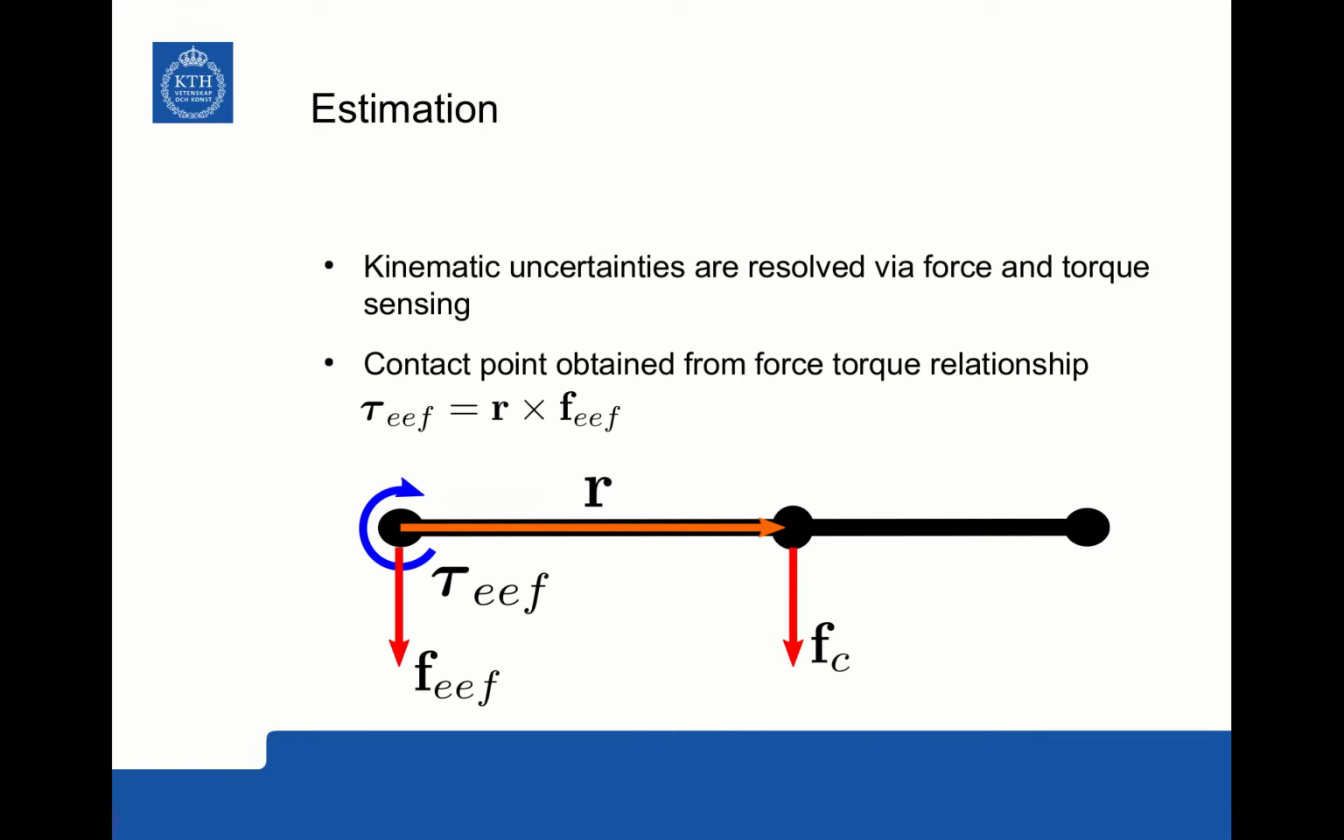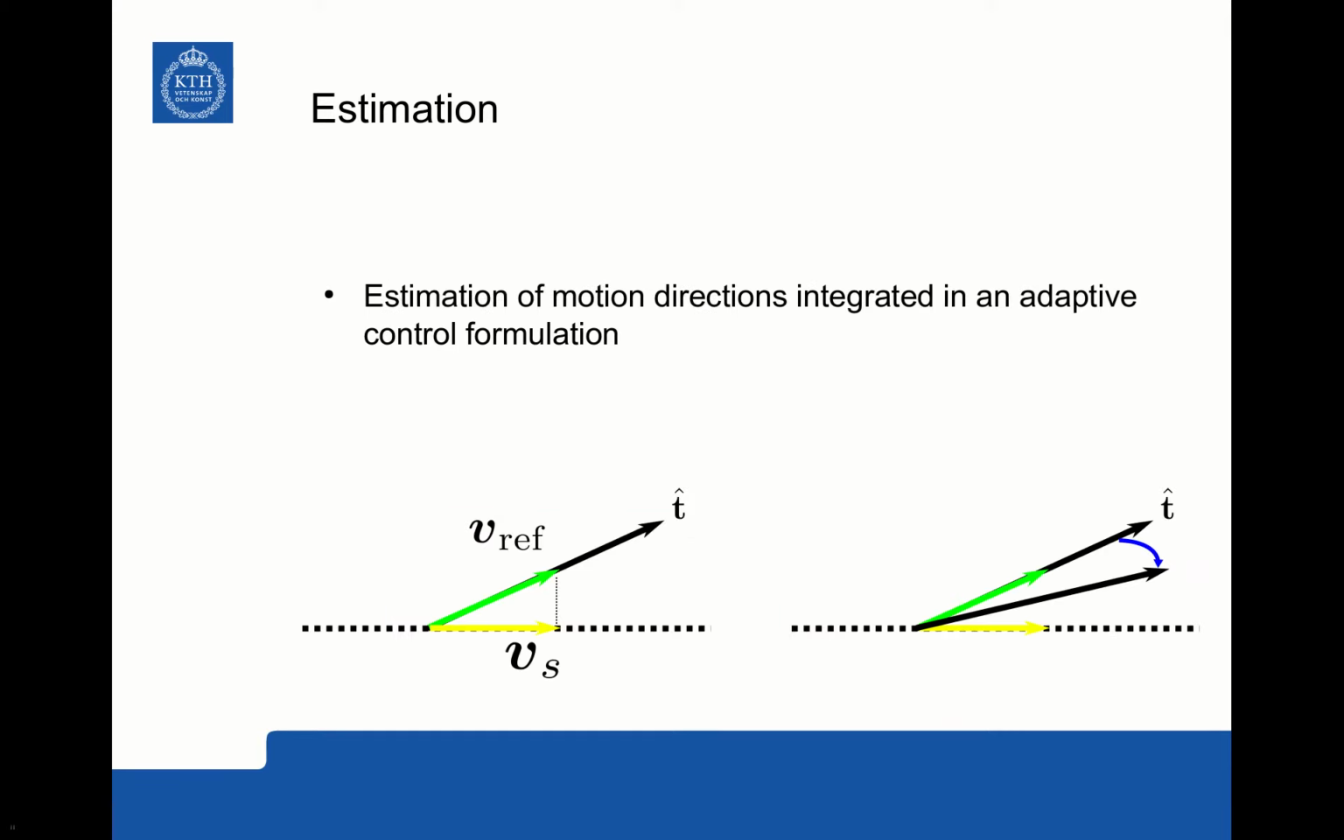To identify the geometric uncertainties, we rely on force and torque sensing. The contact location between the mechanism parts is assumed to be the location of the joint. We rely on the relationship between torque and force at the end effector to identify this location, using a common filter estimator. The degrees of freedom of the mechanism are estimated with an adaptive algorithm integrated with the control law, which defines the reference velocities for the manipulation task.